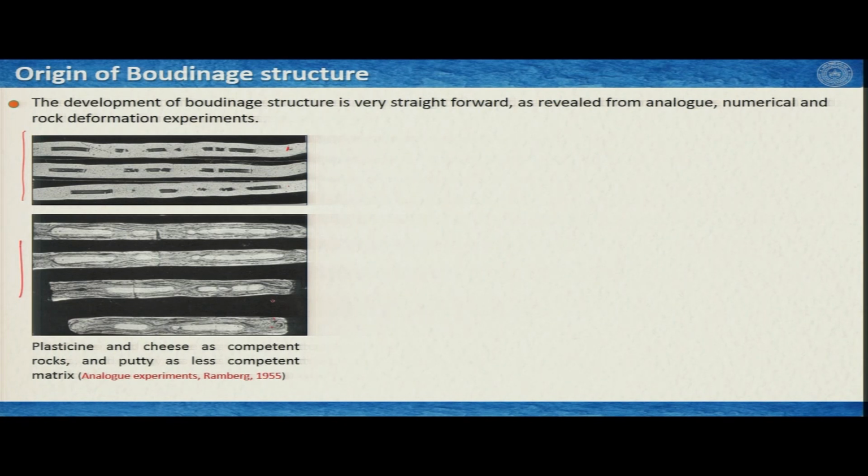And the outside materials in both cases are putty. So, you can also see here how, when the compression went on, he produced Boudinage structure nicely.